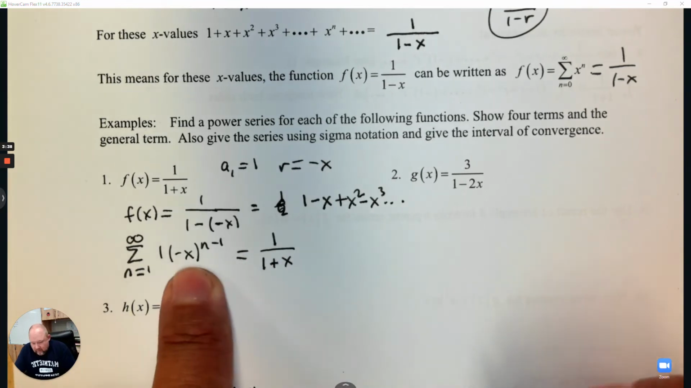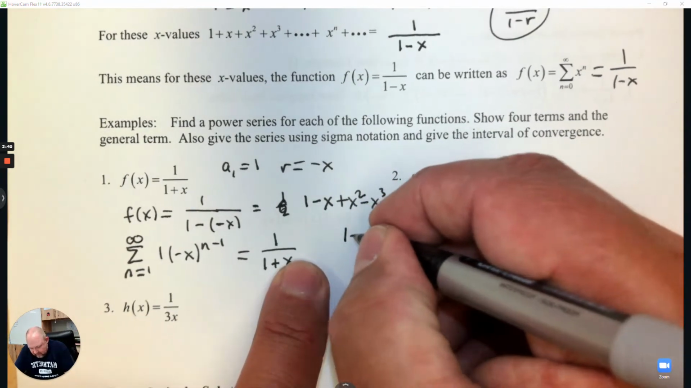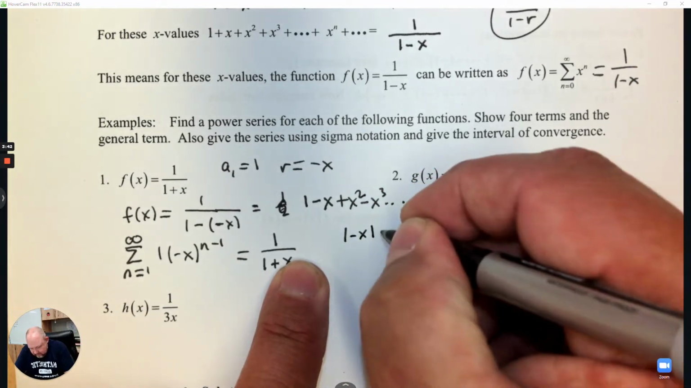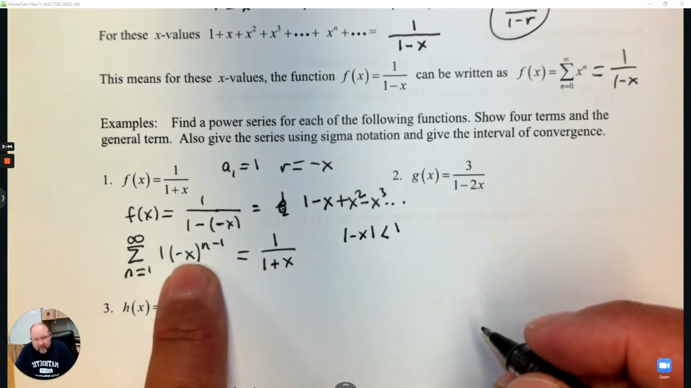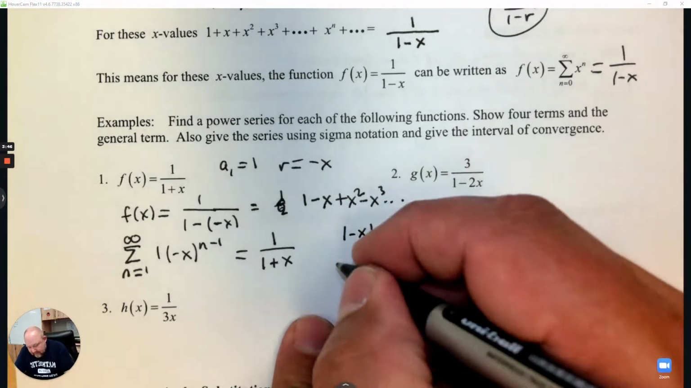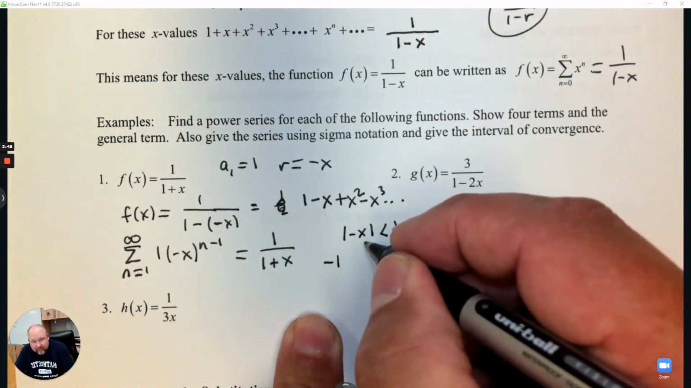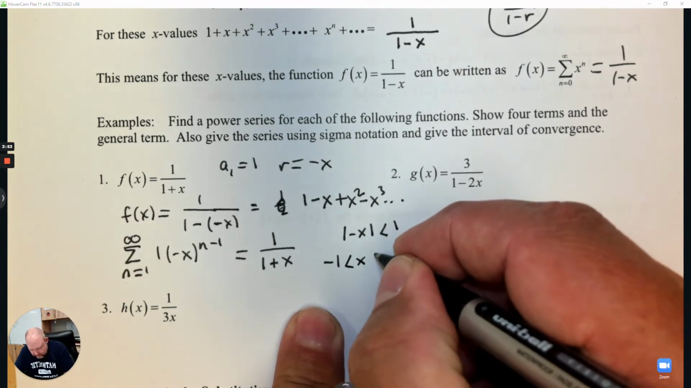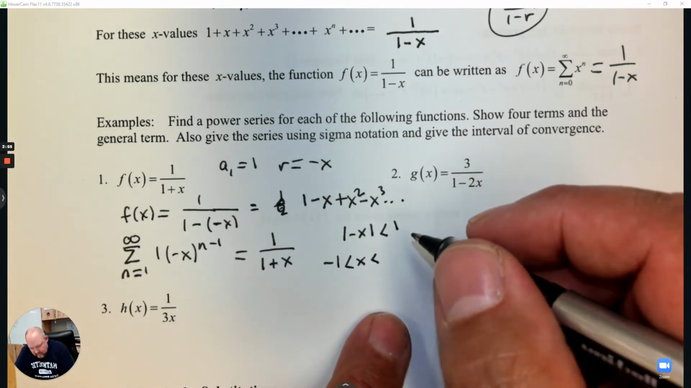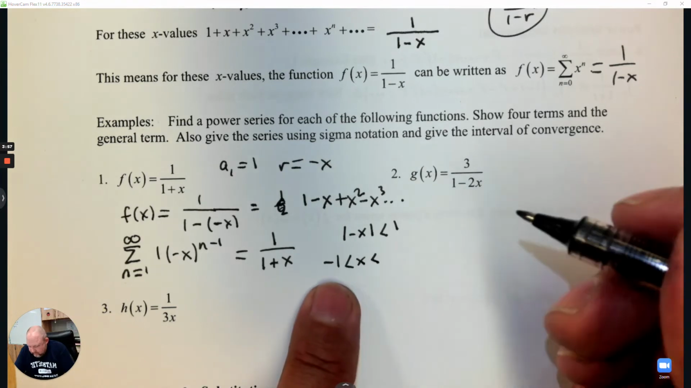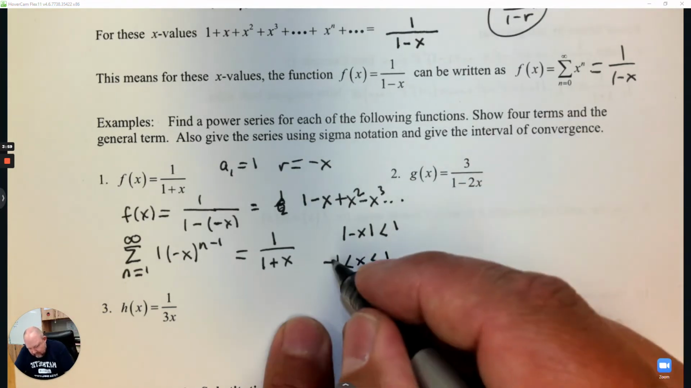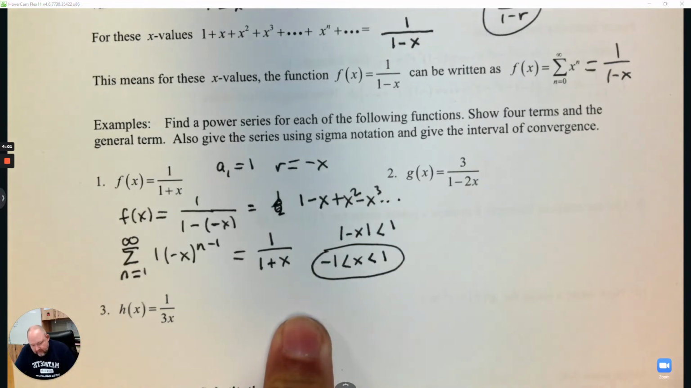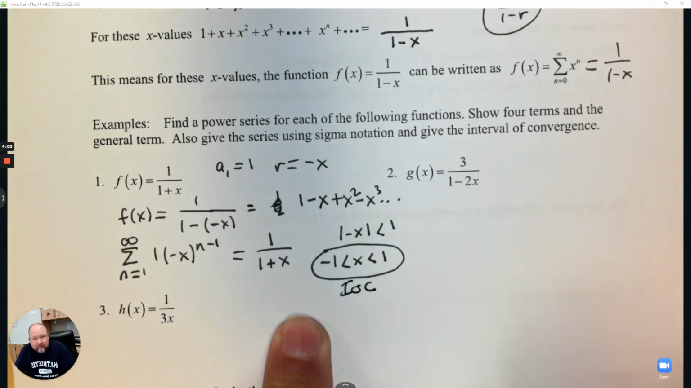Now, what's the interval of convergence? You take the common ratio, which is -x, and it's less than 1. Another way to write that, the absolute value of -x is just x. And you have it. And that's called the interval of convergence.